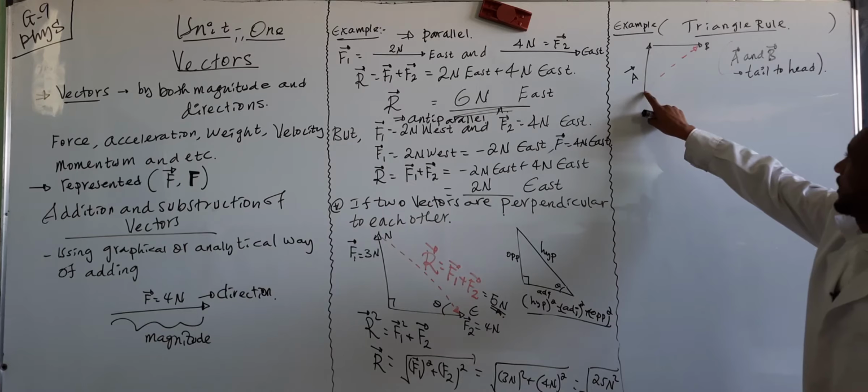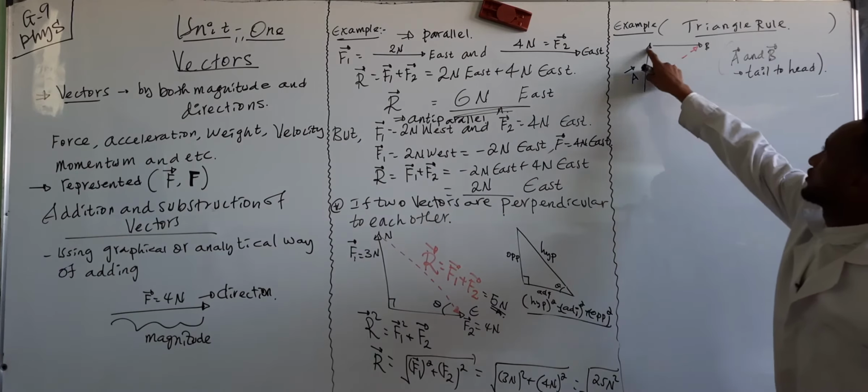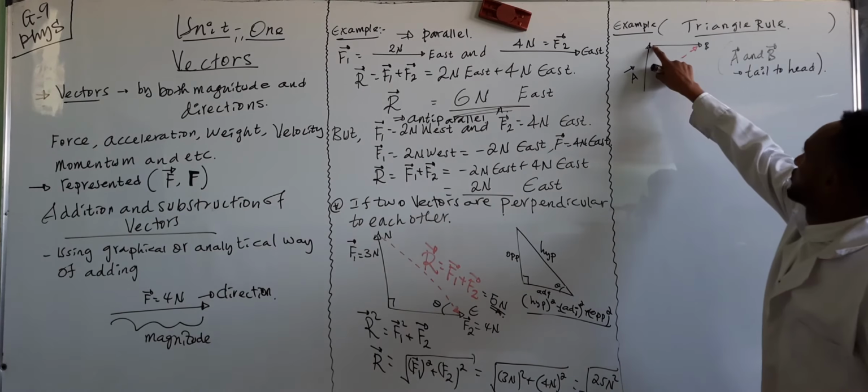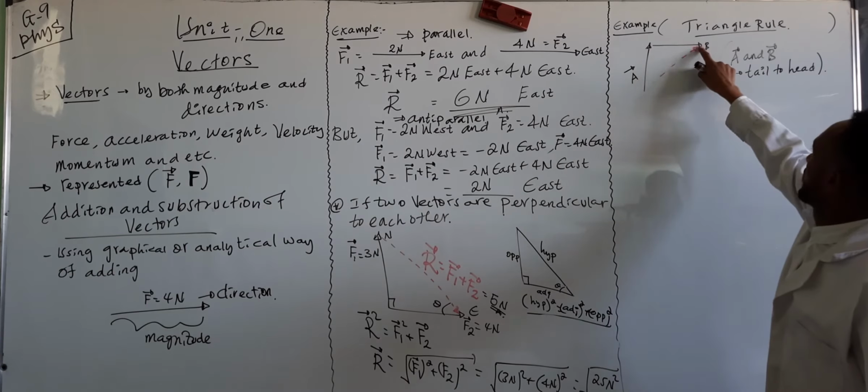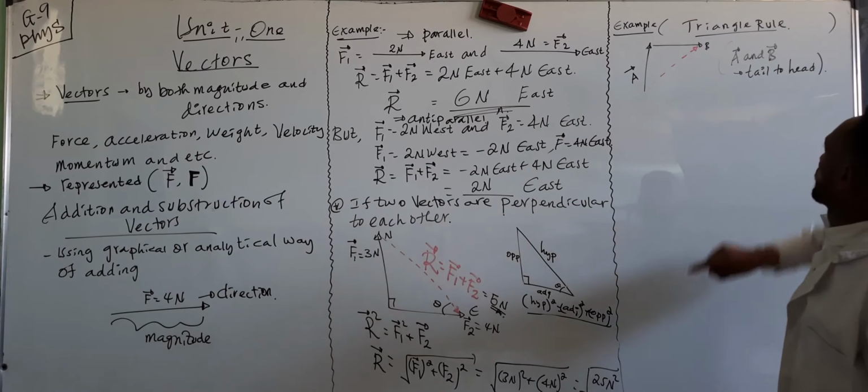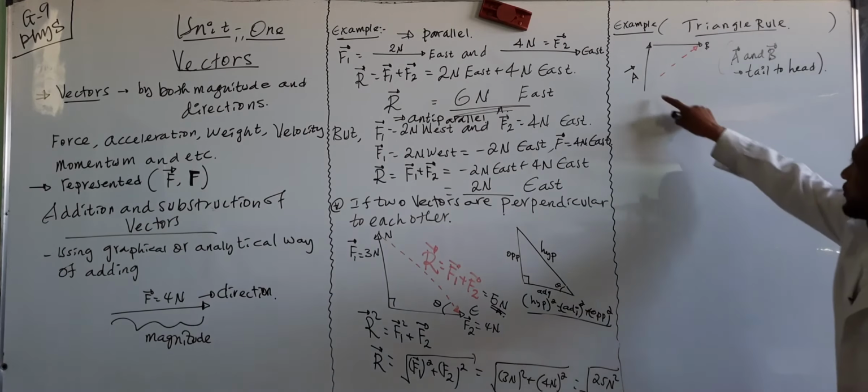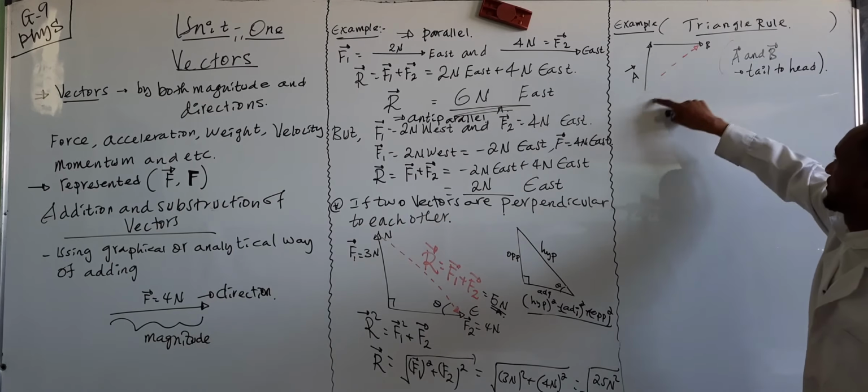Now let's see vector A. This one is the tail of vector A. This is the head of vector A. Here this is the tail of vector B. Here it is the head of vector B. Now this one is the resultant.